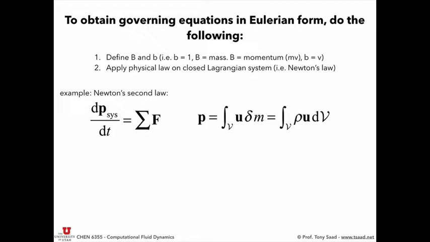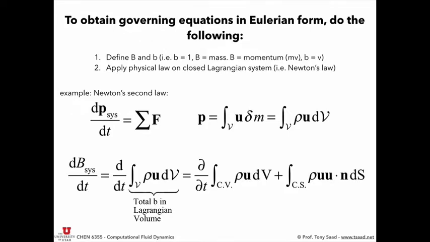Okay? So now we know we can apply Newton's law on this. So we do dB system by dt, which is d by dt of the integral rho U delta V for the Lagrangian volume, and that's immediately going to give us the Eulerian form. And if you've already worked with the Navier-Stokes equations or have taken grad fluids, you can immediately identify this as the left-hand side of the gas dynamics equations. Okay?